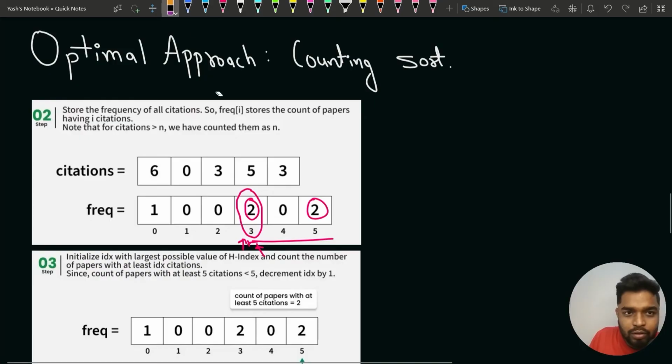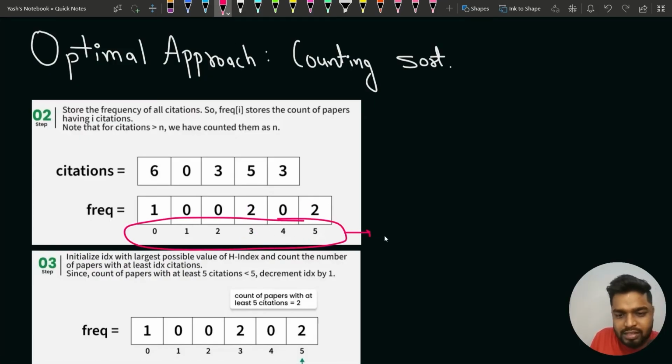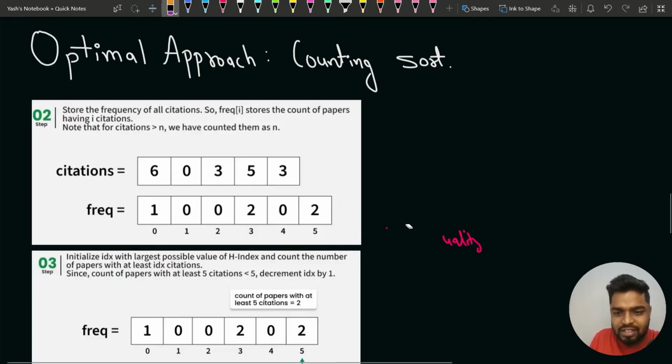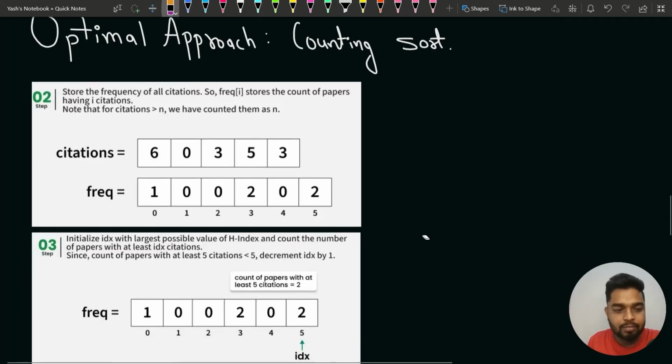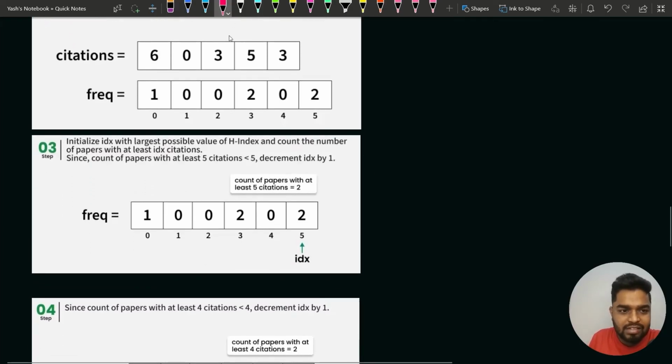Because now the indexes of the frequency array are going to tell me about the citations, which means the quality here. And these numbers will tell me about the quantity, that is, which citation is present how many times. So now we'll start from the last index, because obviously our goal is to try and find the highest value of h here. Correct. So initially we'll start from the last index, with the largest possible value of h. And the counter will be initially equal to 0 here.